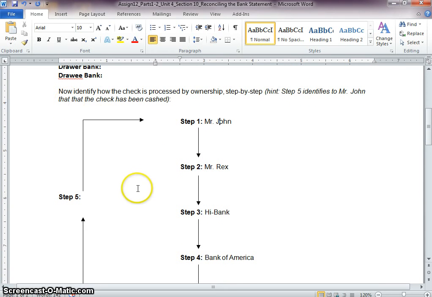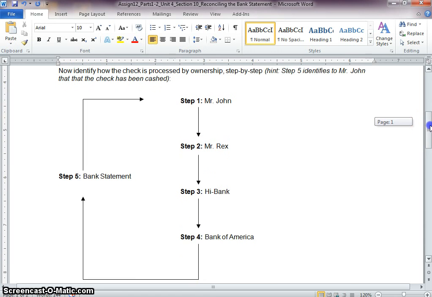And then step 5, if you'll see up here in this hint, step 5 identifies to Mr. John that the check has been cashed. So what lets Mr. John know that the check has been cashed and processed? That is our bank statement. Okay, and that's all there is to that section.